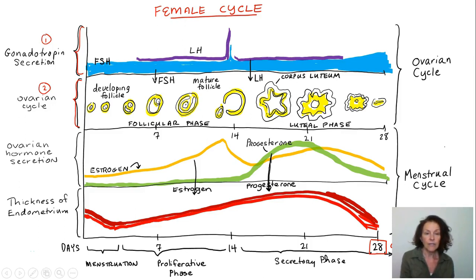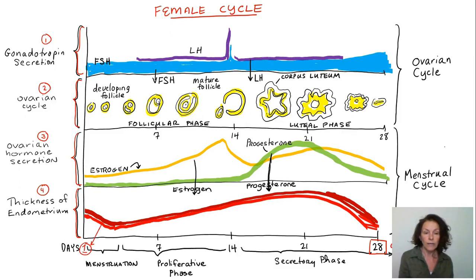And then you have the ovarian hormone cycle, the third graph, which looks at the levels of estrogen and progesterone that are coming from the ovary at different times of the 28-day period. And then finally you have the thickness of the endometrium, which is showing you the buildup of the uterine lining during the 28-day cycle. Let's just quickly look at some of the primary features of this monthly cycle.